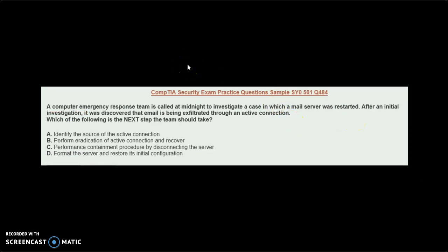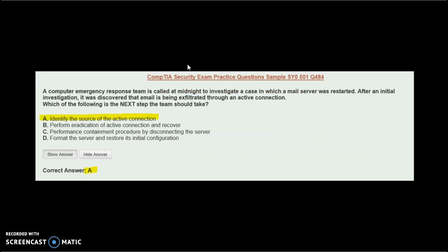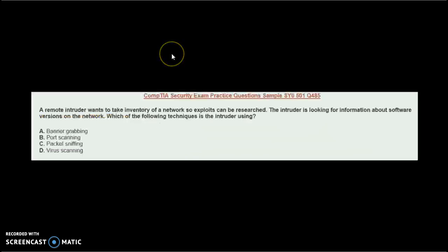A computer emergency response team was called at midnight to investigate a case in which the mail server was restarted. After an initial investigation, it was discovered that the email is being exfiltrated through an active connection. Which of the following is the next step the team should take? That is A, identify the source of the active connection.